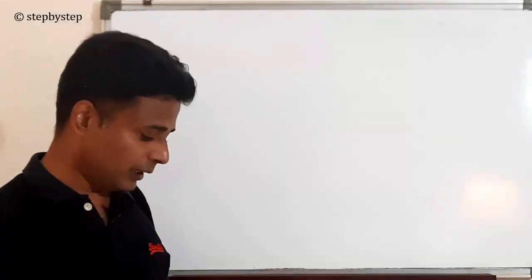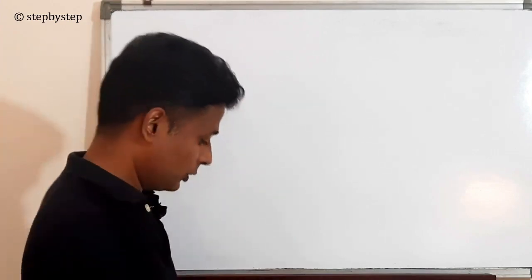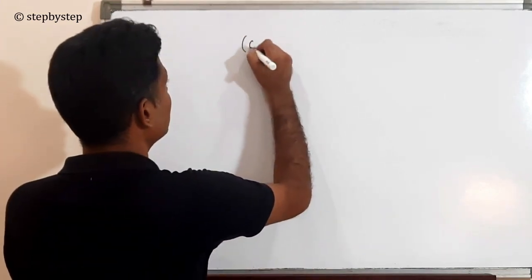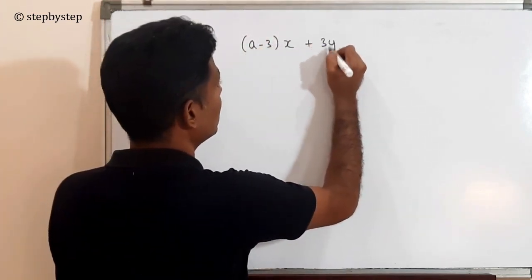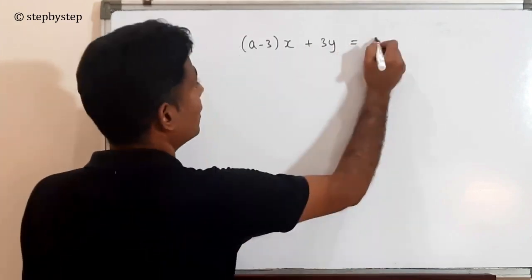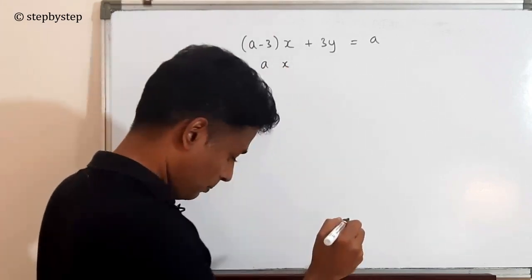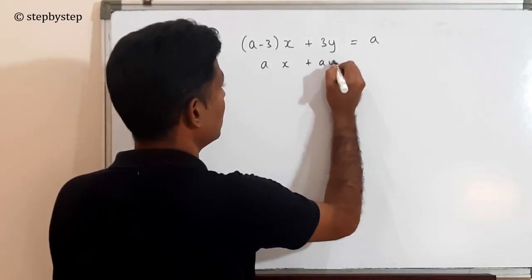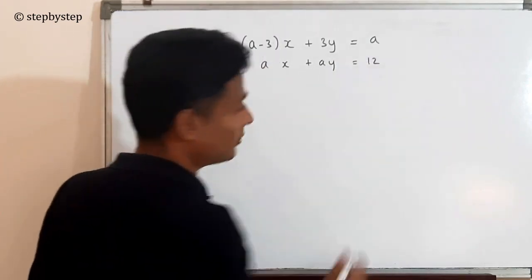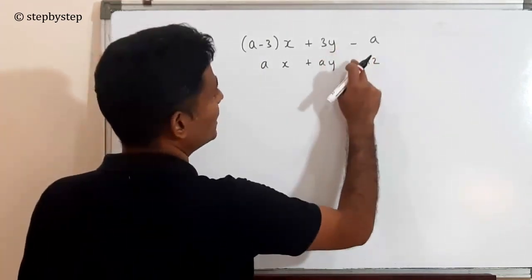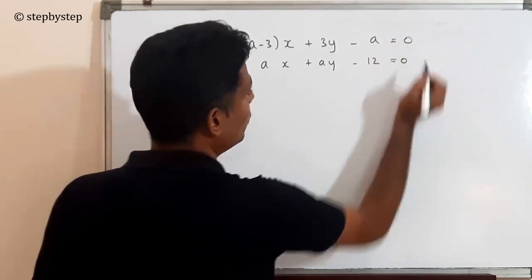For what value of a will the following pair of linear equations have infinite solutions? So we have a minus 3 times x plus 3y equal to a, and ax plus ay equal to 12. Right? This was the third question. Now again we transpose, this becomes minus a, this becomes minus 12 equal to 0.